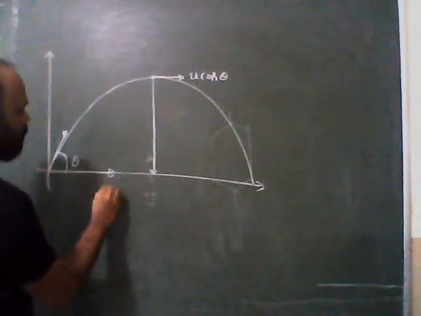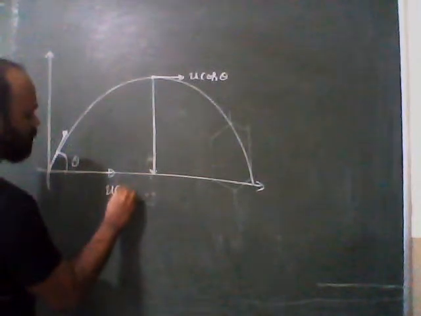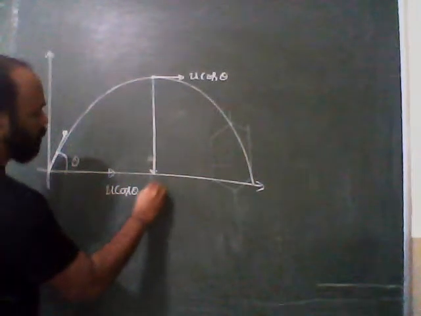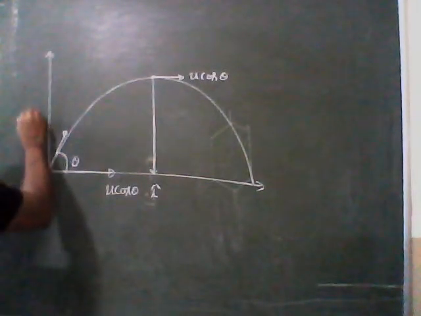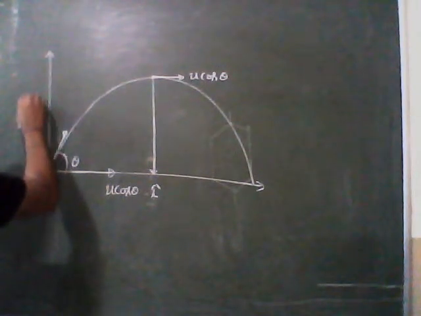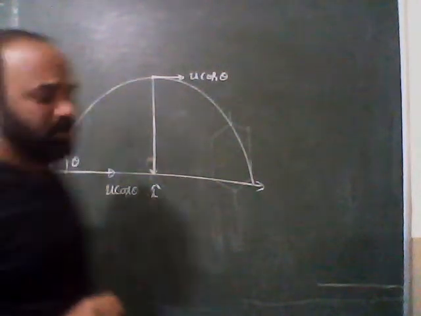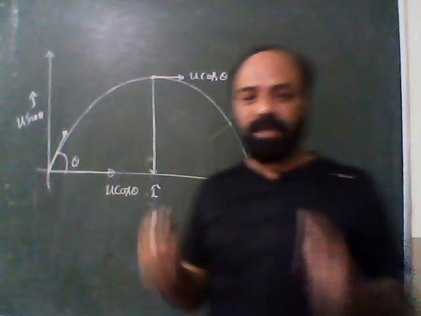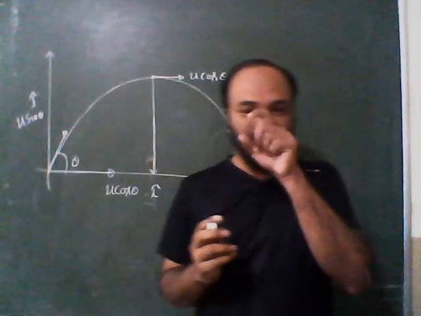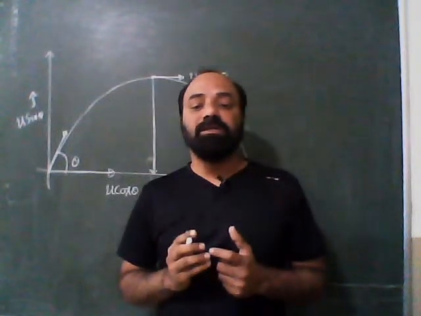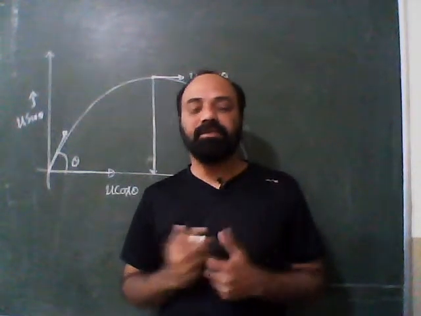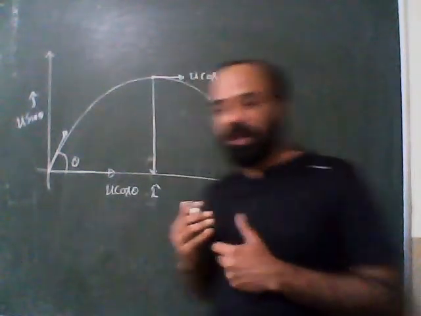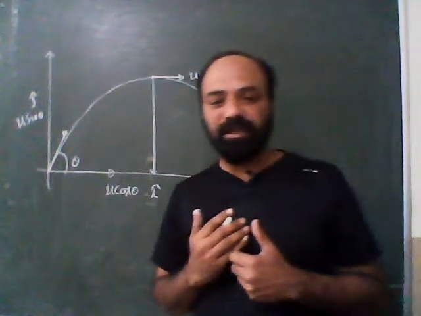This is u cos theta, the horizontal component, u cos theta i cap. This is u sin theta, the vertical component. So at the maximum height it has only one component, that is u cos theta. So how will the kinetic energy and potential energy change according to the law of conservation of energy?